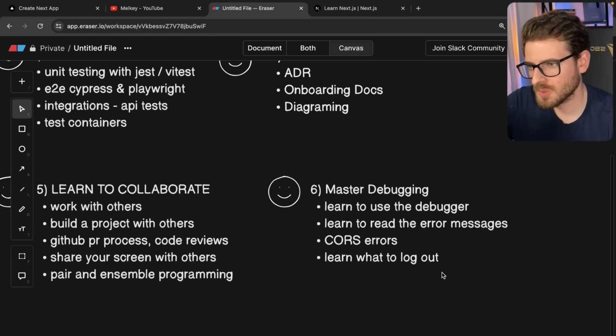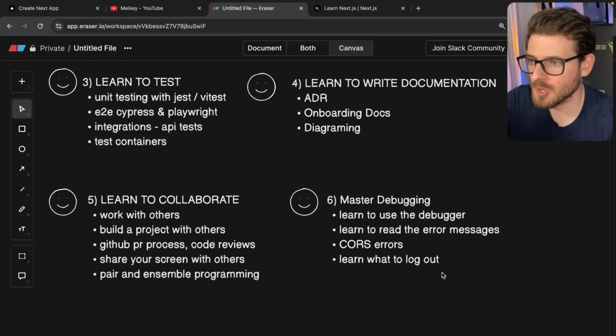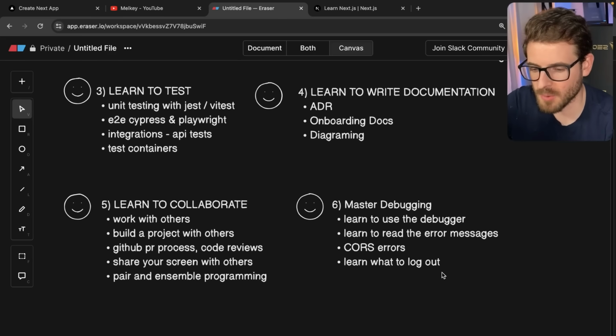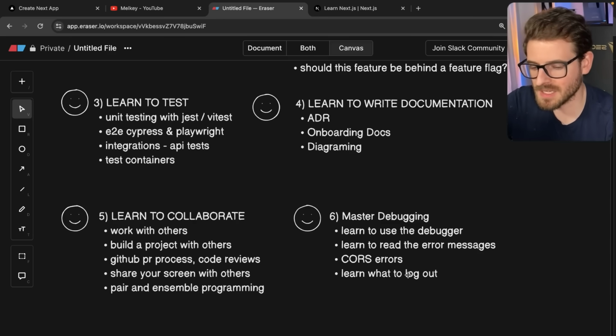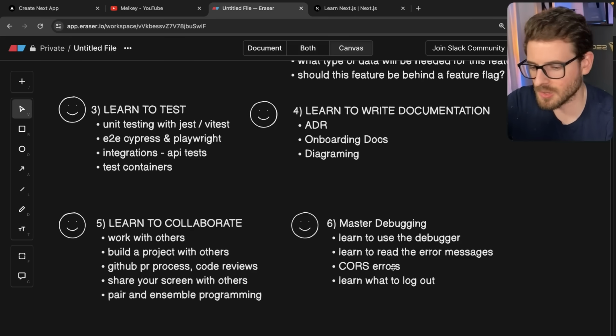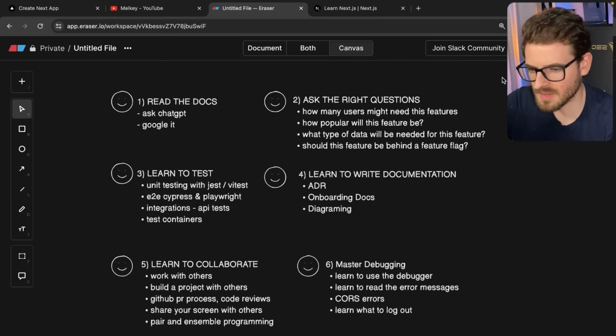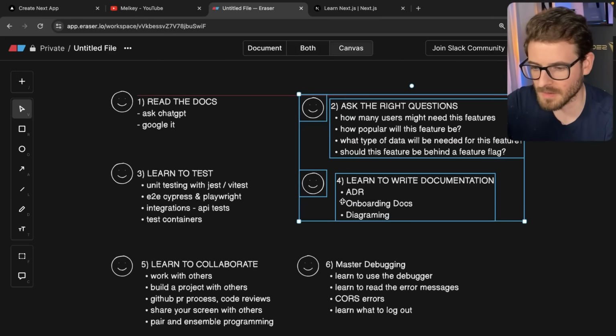I'll put one more, learn what to log out. When you start getting into larger systems, you might have a lot of different code that's executing when you call an API endpoint, and learning where exactly you need to put those console logs or where exactly you need to put that debugger breakpoint can really just help you go a long way, okay? So learn how to do some of this stuff. I think this will put you ahead of a lot of other developers out there.